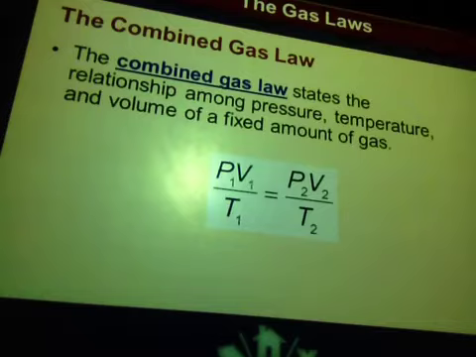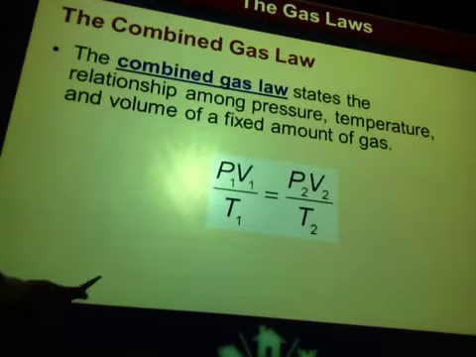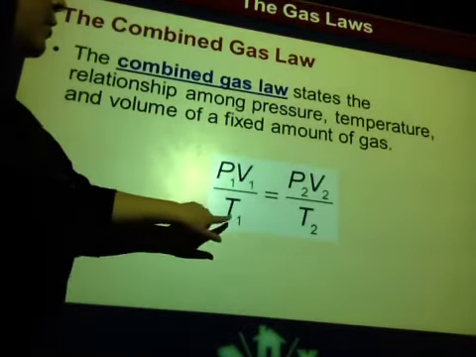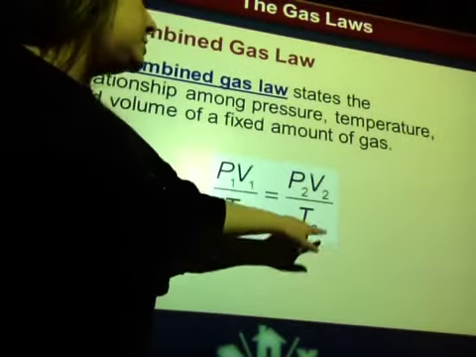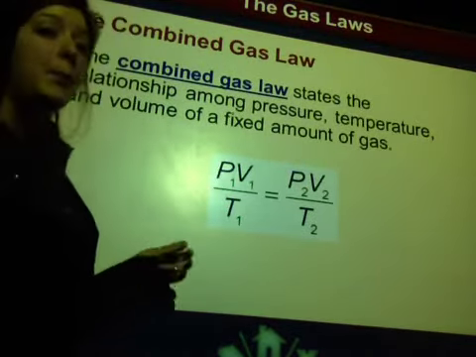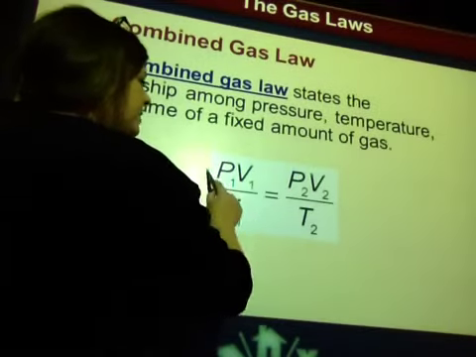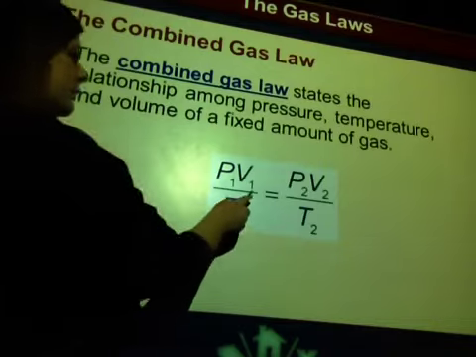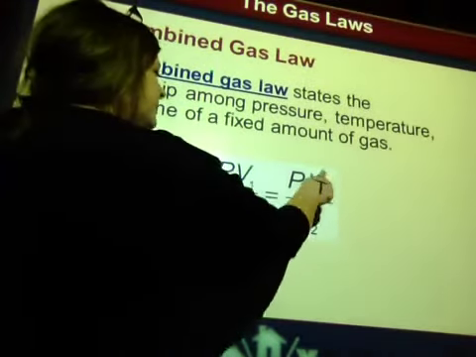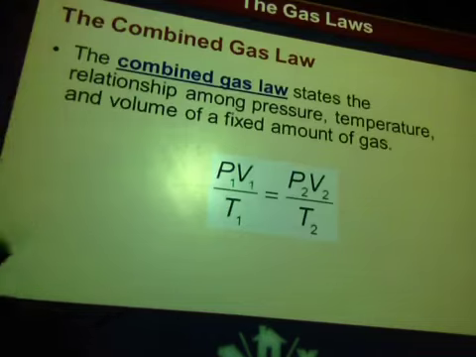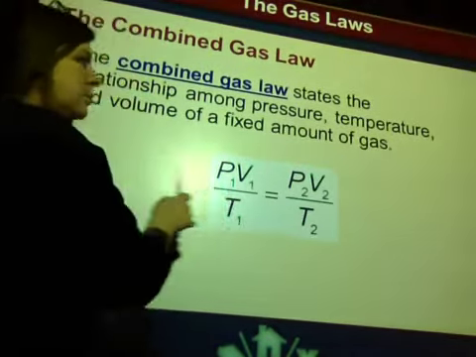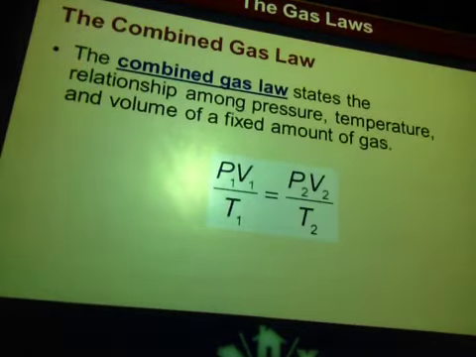So if we take all of the 3 gas laws we did before, Boyle's, Charles's, and Gay-Lussac's, then I can get this as my combined gas law. P1V1 over T1 is equal to P2V2 over T2. I can pick out Boyle's law right now. P1V1 equals P2V2. I can pick out Charles's law right now. V1 over T1 is equal to V2 over T2. I can now pick out Gay-Lussac's law. P1 over T1 is equal to P2 over T2. So all we did was combine all 3 together.